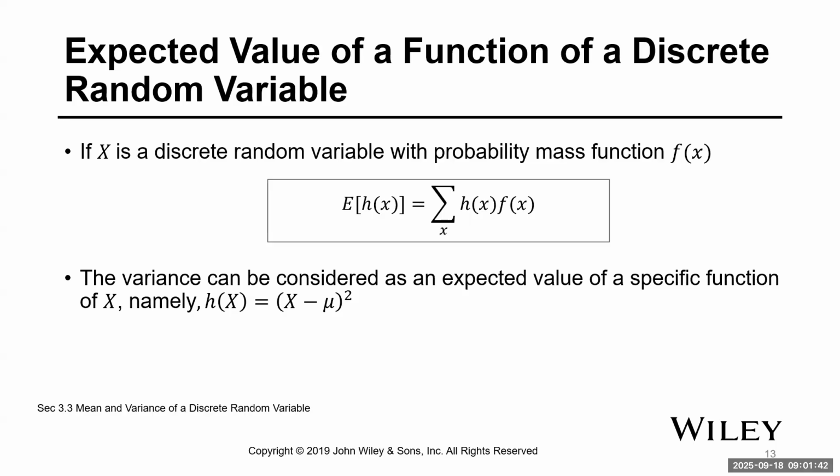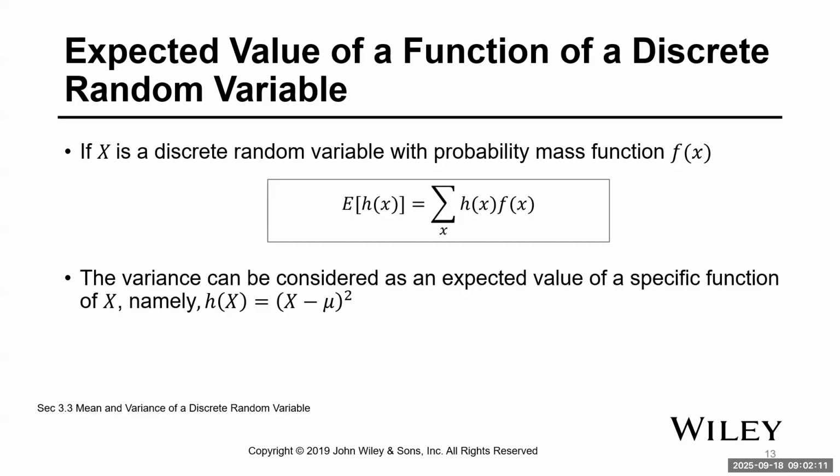And so, you can make a function x minus u squared, right? That's how we find the variance, that function, f of x times x minus u squared, is in fact our formula for the variance. So the expected value of that particular function is actually equal to the variance. That's just an example. It could be any type of function.